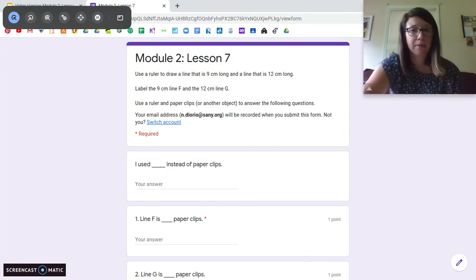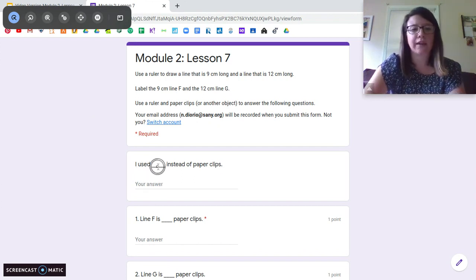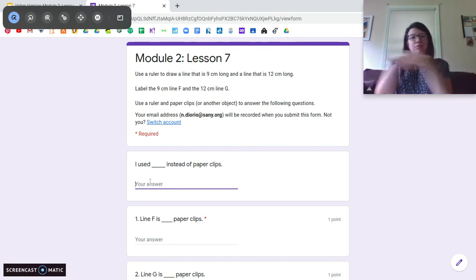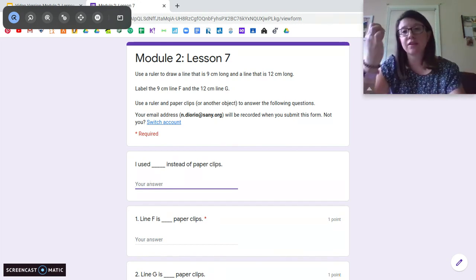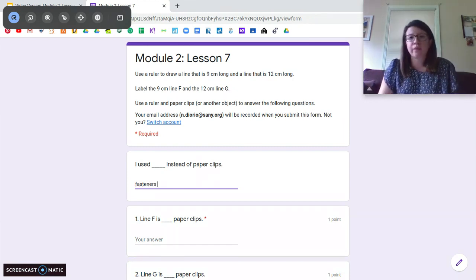If you use paper clips, you don't have to answer this one right here. See where it says I use blank instead of paper clips? If you use paper clips, don't answer that one. If you're using something else, like I'm using fasteners, I'm going to type in fasteners. Okay, just so we know.